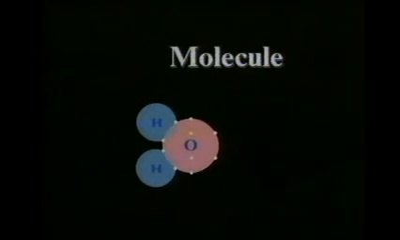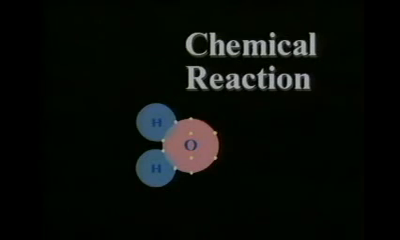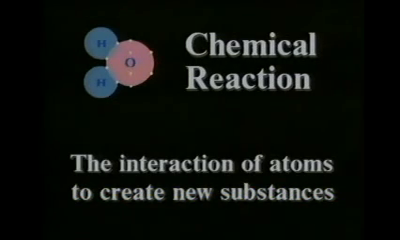Atoms of different elements can interact with each other as well. For example, 2 hydrogen atoms can combine with 1 oxygen atom to form a molecule of water. This is a simple example of a chemical reaction, which is the interaction of atoms to create new substances. In this instance, hydrogen and oxygen have reacted and bonded together to create water.